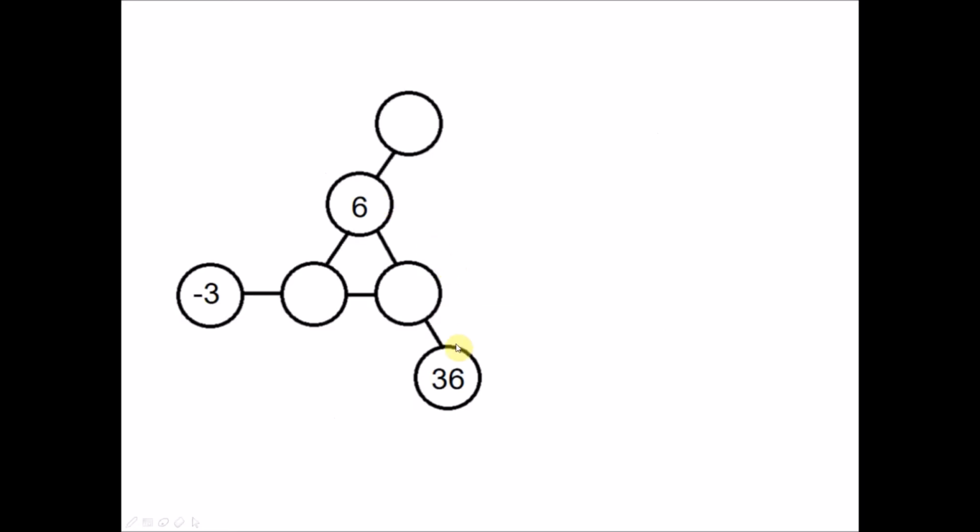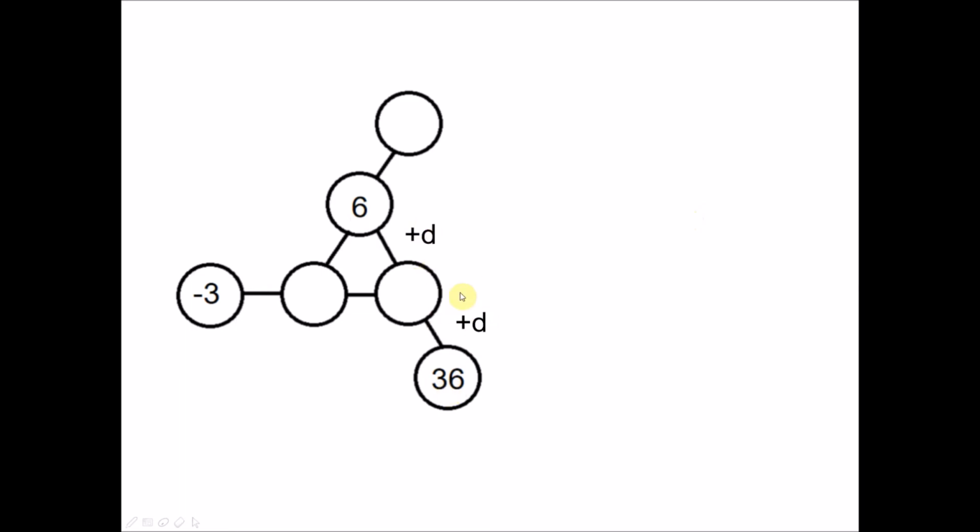So remember, since this is an arithmetic progression, from 6, if you want to get the next value, we need to add the common difference. From here, you want to find the next value, we need to add another common difference. Meaning that 6 plus D, you get 36. So 6 plus 2D, D plus D is 2D, you get 36.